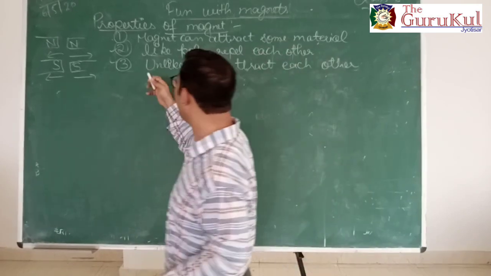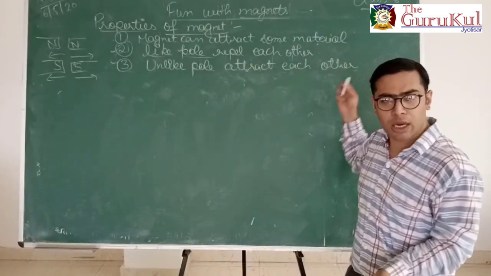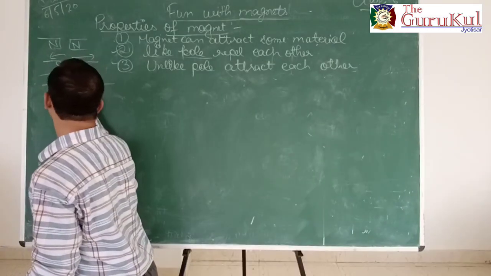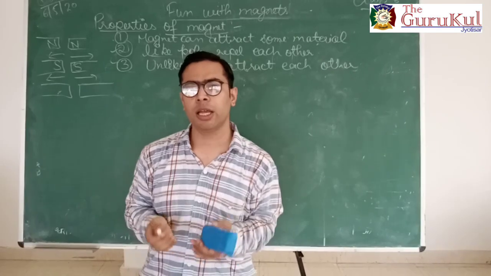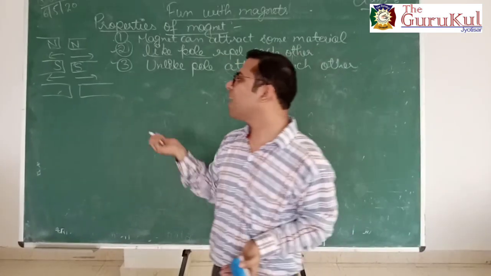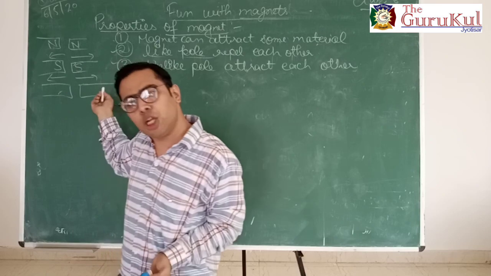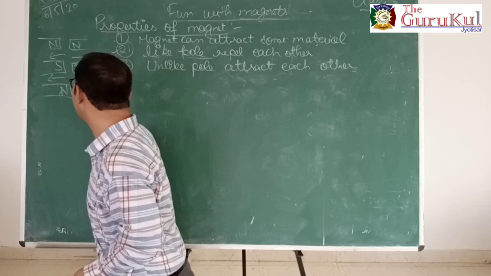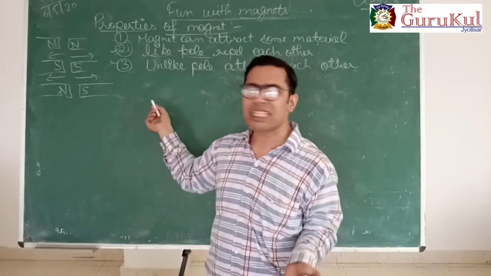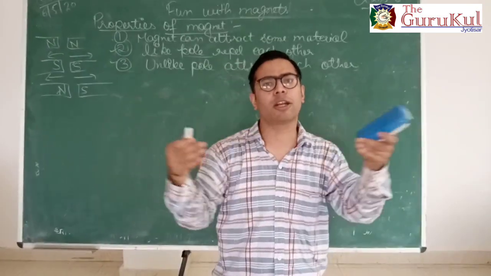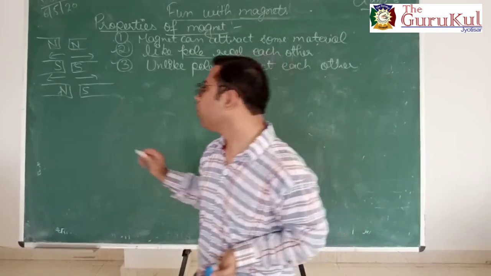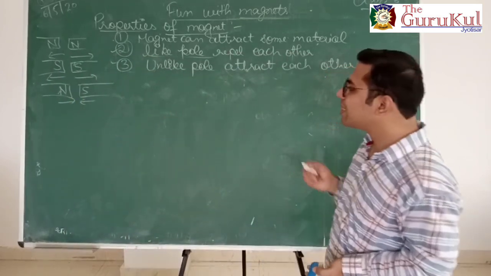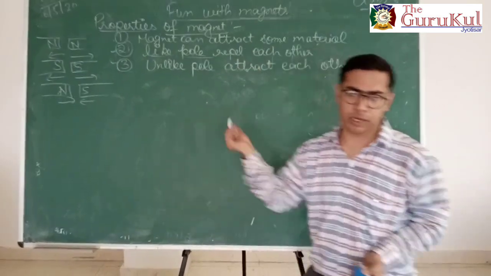Now third point, unlike poles attract each other. What it means is that when two different poles of two magnets are brought near each other, then they will attract each other. Say for an example, if I have again two magnets, the first magnet has this end as north pole and this end as south pole. So what happens when these two different poles are brought near to each other? Then they will attract each other. Understand? So in this way, these 2 points can be understood.